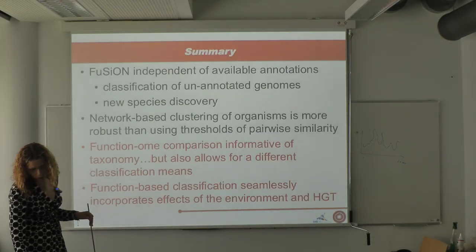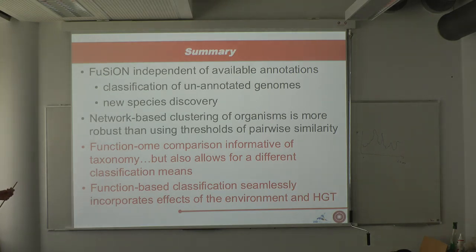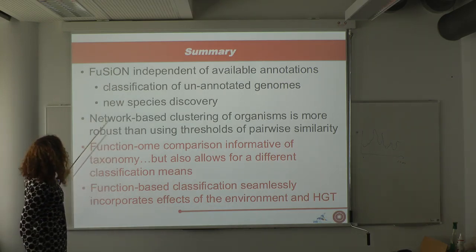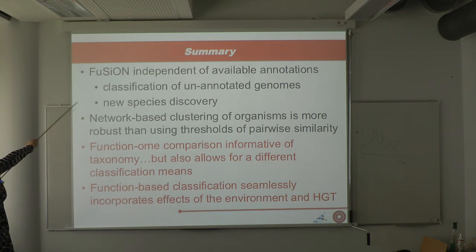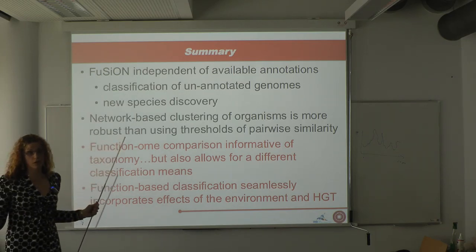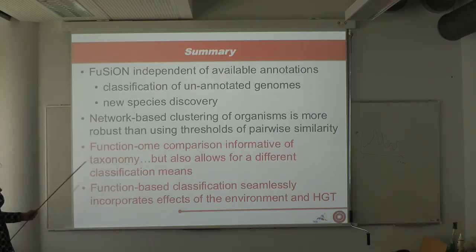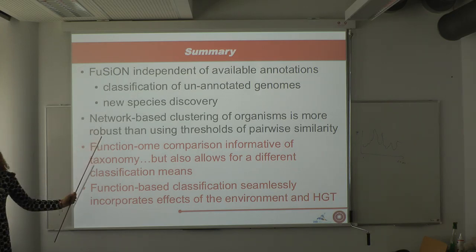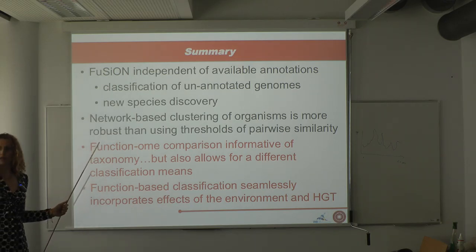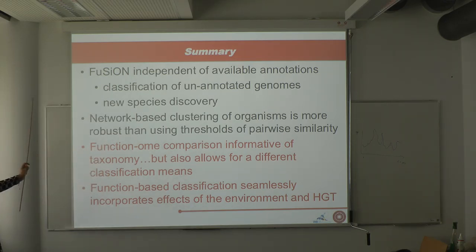In summary, fusion is the thing that we call the functional similarity organism network. It's been through so many changes that it doesn't matter. It is great at classification of unannotated genomes because we don't actually have to have annotations for proteins in order to classify these organisms. And it's wonderful for new species discovery. We can say that this is a new species or a new class or whatever module you want. This is on the actual taxonomic level, but you could also do it on a functional module level.